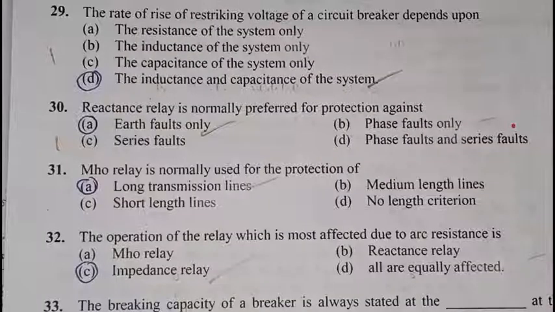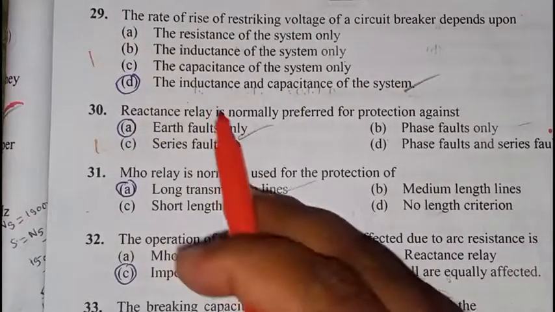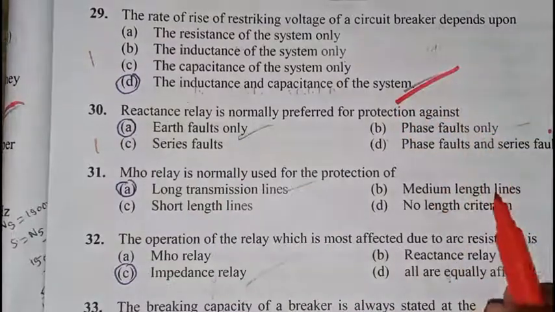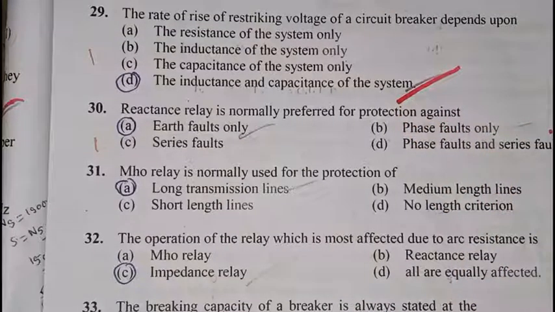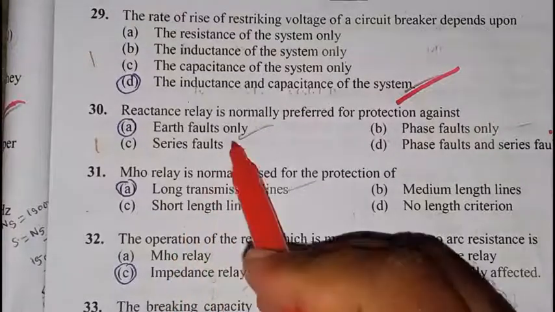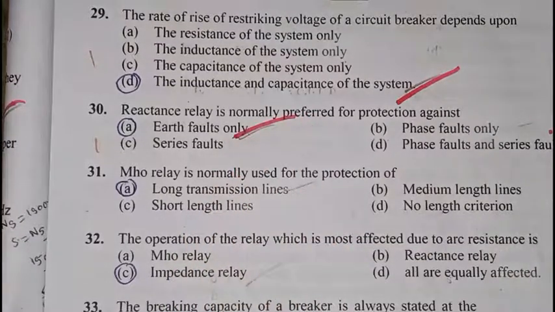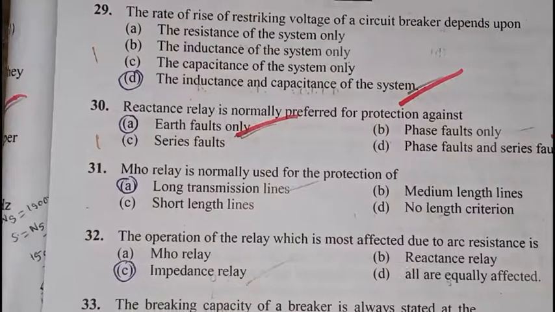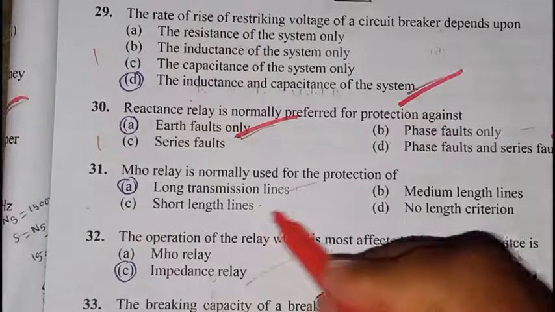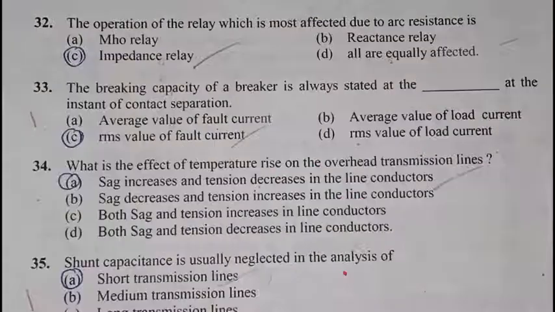Question number 29. The rate of rise of restriking voltage of a circuit breaker depends upon. Answer option D. Question number 30. Reactance relay is normally preferred for the protection against. Answer: earth faults only. Option A. Question number 31. Mho relay is normally used for the protection of. Answer: long transmission lines.